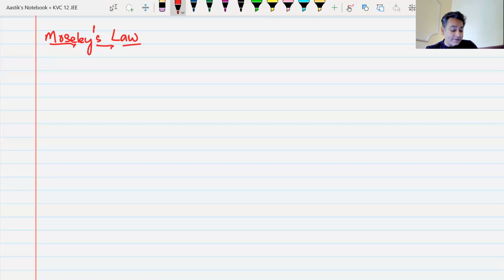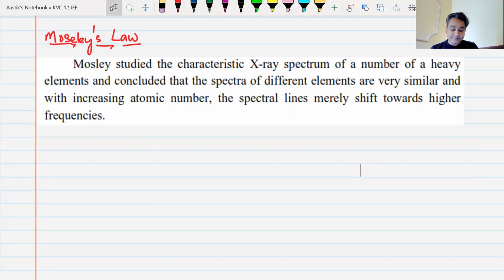and he conducted a lot of experiments on a lot of heavy metals, he found out what? He was studying the characteristic X-ray spectrum of heavier metals, and he found out that there is some relation between the frequency of those X-rays and their atomic number. Don't have to write everything. This is just to explain.